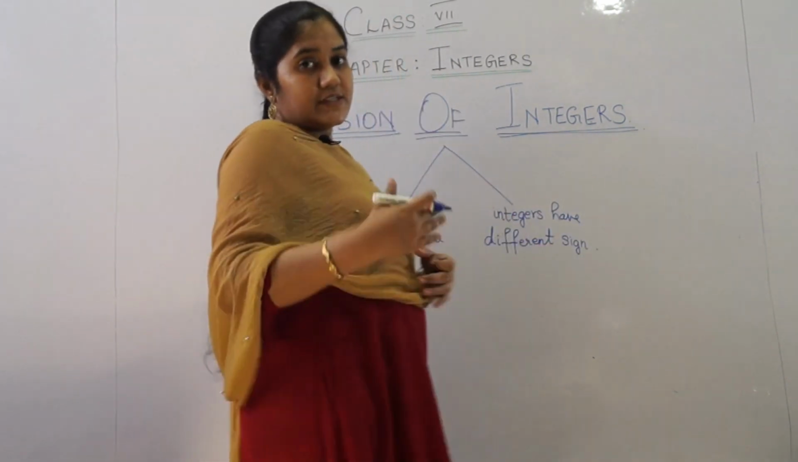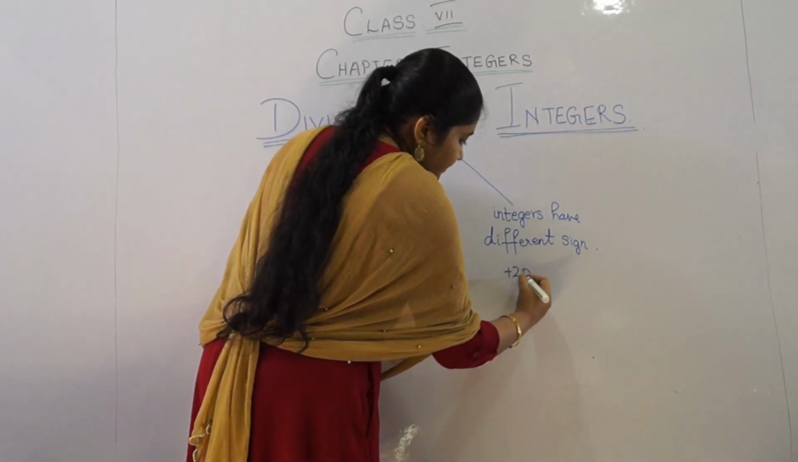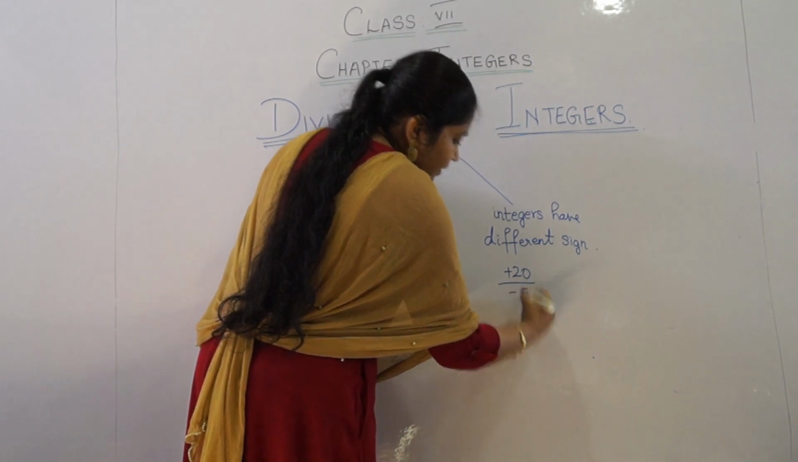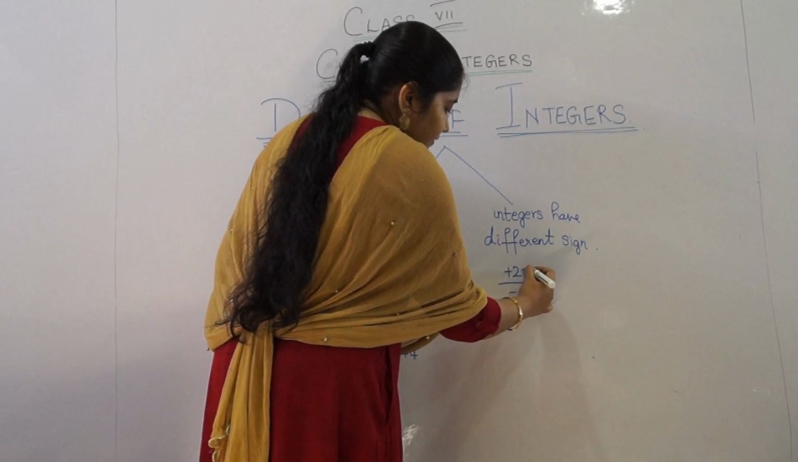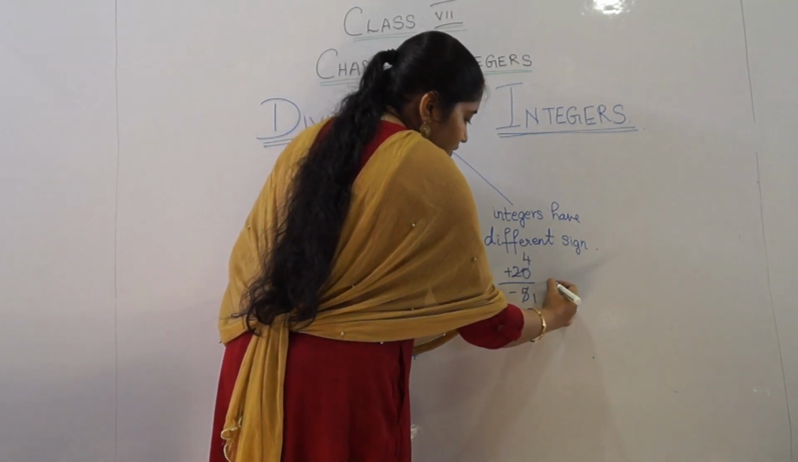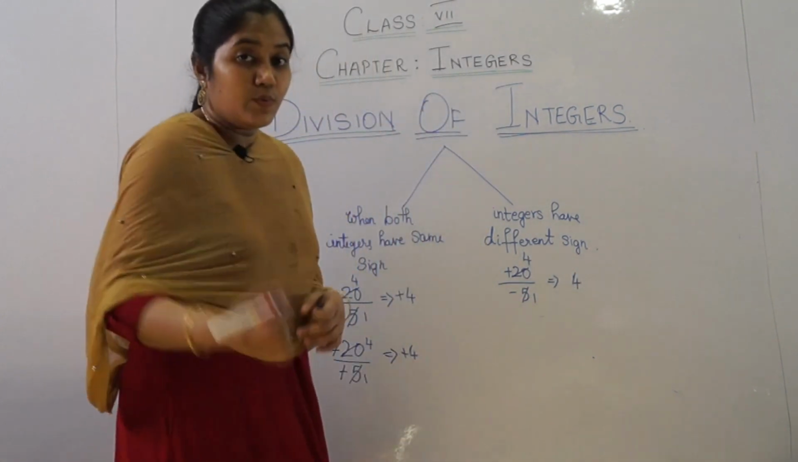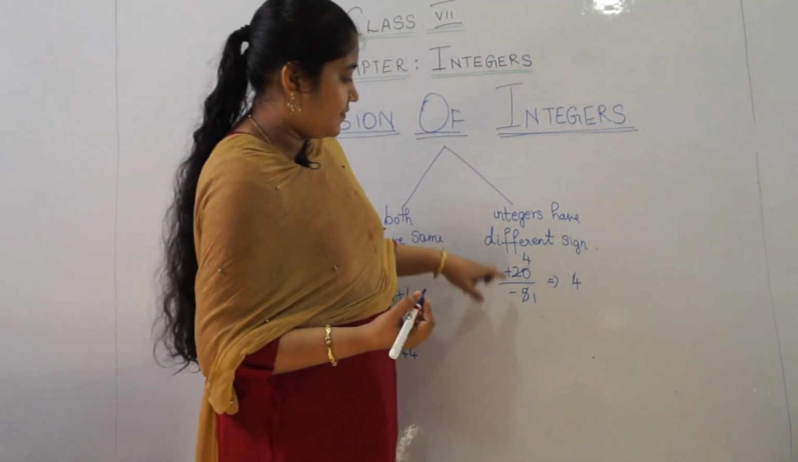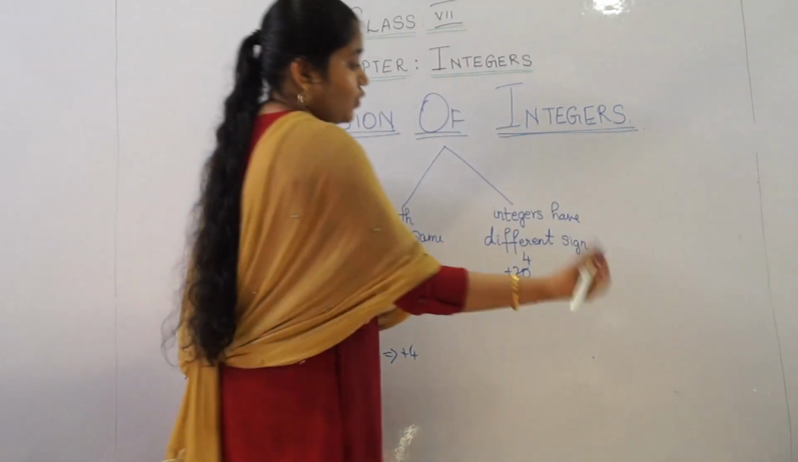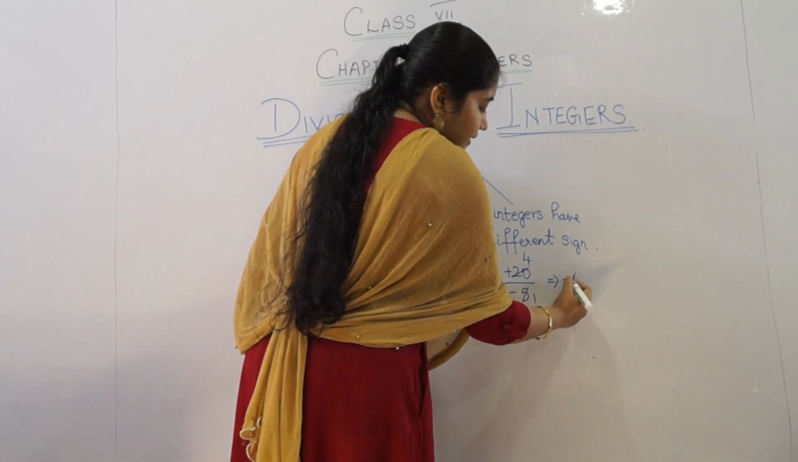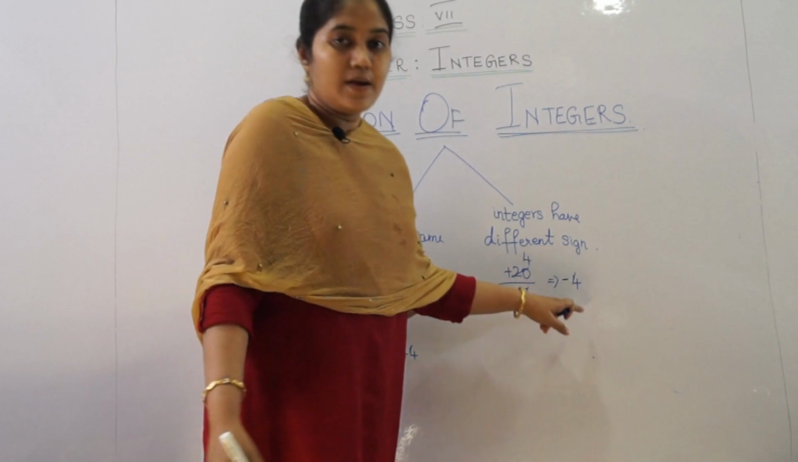Now let's discuss the second type. Integers have different signs. If I have plus 20 divided by minus 5, first I divide the numbers. 5 ones are 5 and 5 fours are 20. So when I divide the numbers I get 4. But what do I do next? I have two different signs. When I have two different signs, the quotient is always assigned the minus sign. So plus 20 divided by minus 5 becomes minus 4.